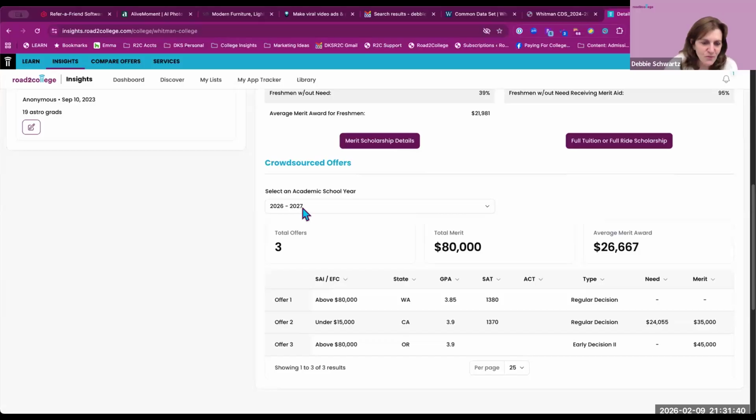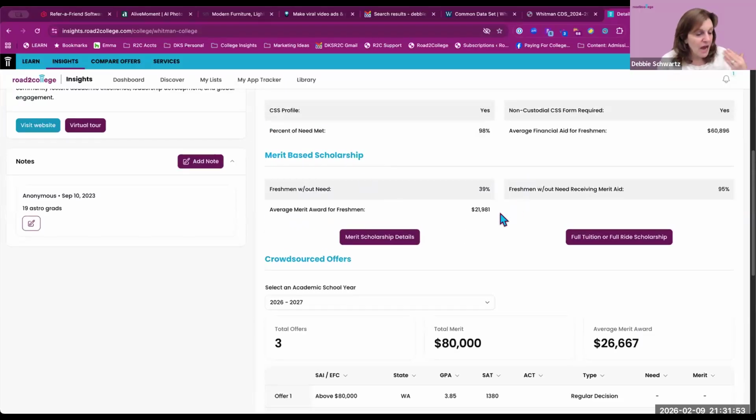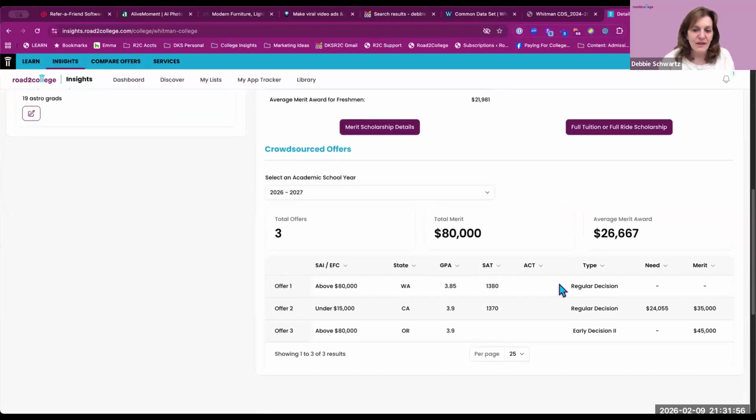The other information we have is what we call crowdsourced offers. These are actual offers of students or parents sharing what their student got from the college. So the numbers up here, the college reported that information, and the numbers down here are what parents are saying that they actually got. Sometimes they line up, sometimes there's anomalies. You can see this is kind of interesting. And this is from this admission year, so this is students who are going to start college in the fall of 2026. So they're starting to get their offers.